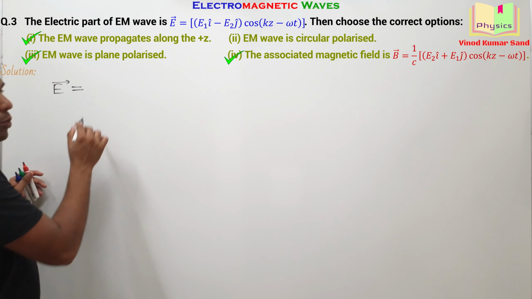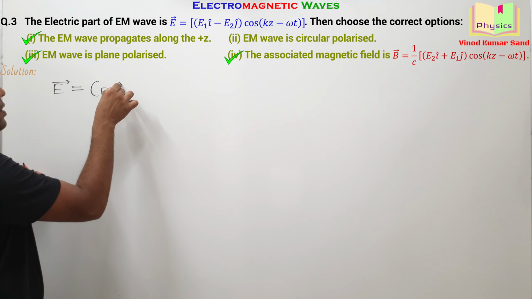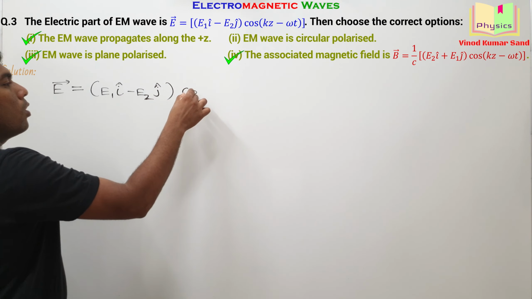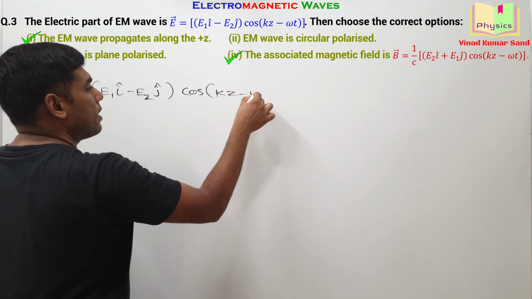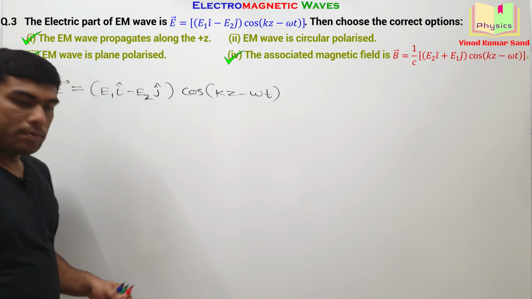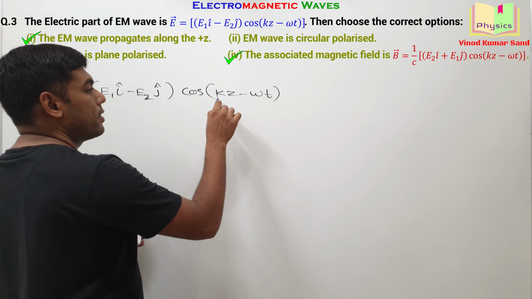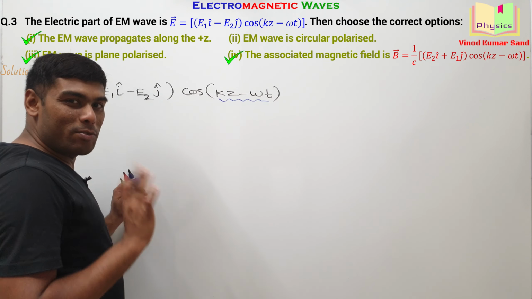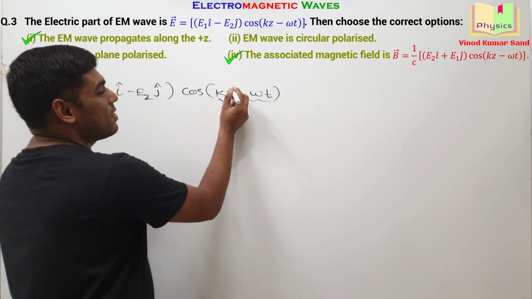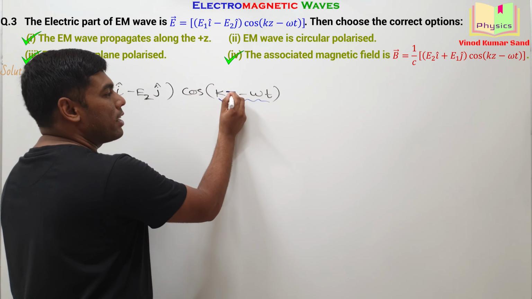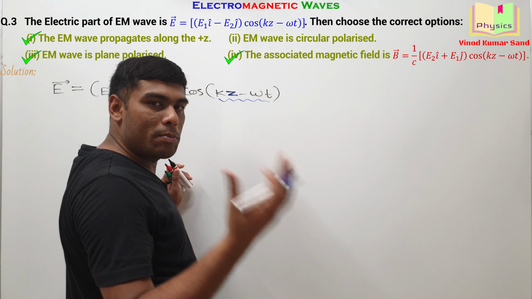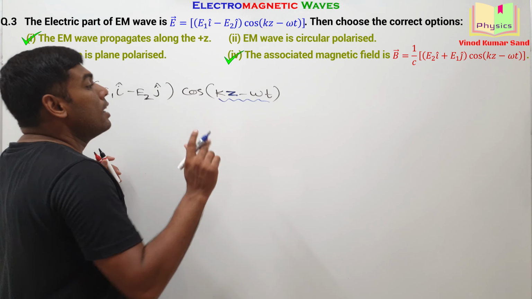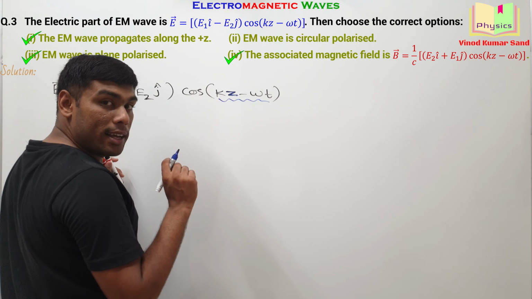E is equal to E1 i cap minus E2 j cap, cos of kz minus omega t. Look at this part. It will give us the idea in which direction the EM wave is propagating. Since z is present here, the EM wave must travel along either positive z or negative z. We have to choose one of them. Among these two options, how will we clarify?